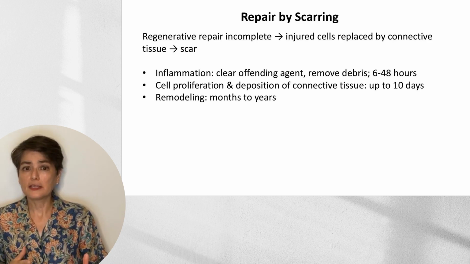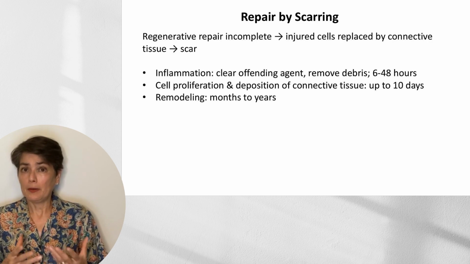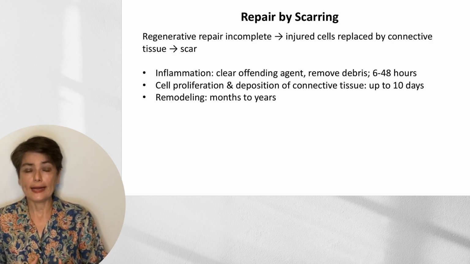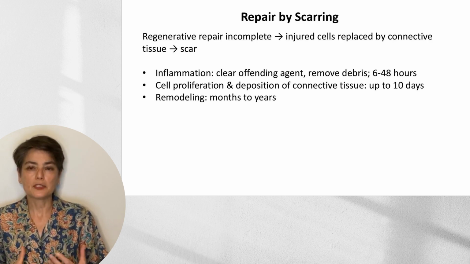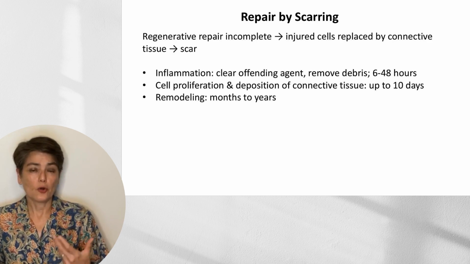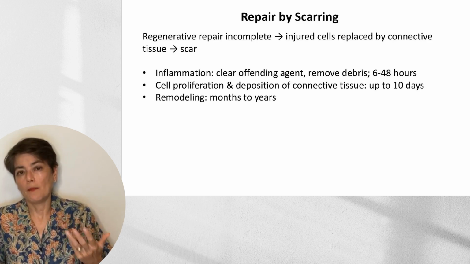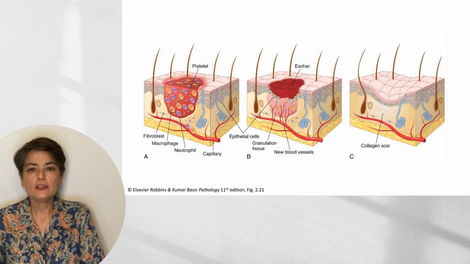Now, there are 3 phases to this. The first is inflammation, in which we get clearance of the offending agent and removal of debris. And this begins about 6 to 48 hours after the initial insult. It'll go on for a while, depending on how long it takes to remove debris. Remember, the macrophages are only showing up after 48 hours themselves. The next phase is going to be cell proliferation and deposition of connective tissue. And this can go on for up to 10 days. We also then will get remodeling over months to years. So a scar that you have a month from now, a year later is going to look very different. So we'll talk about that in a moment. And these are those 3 phases.